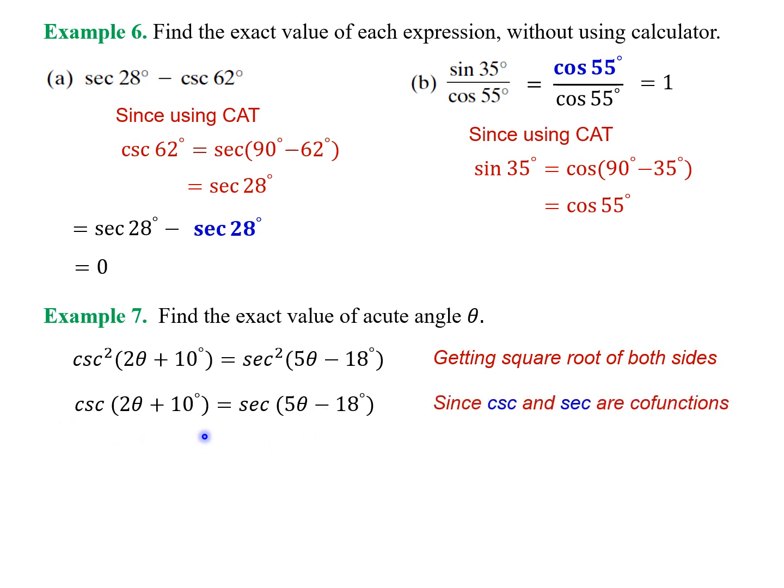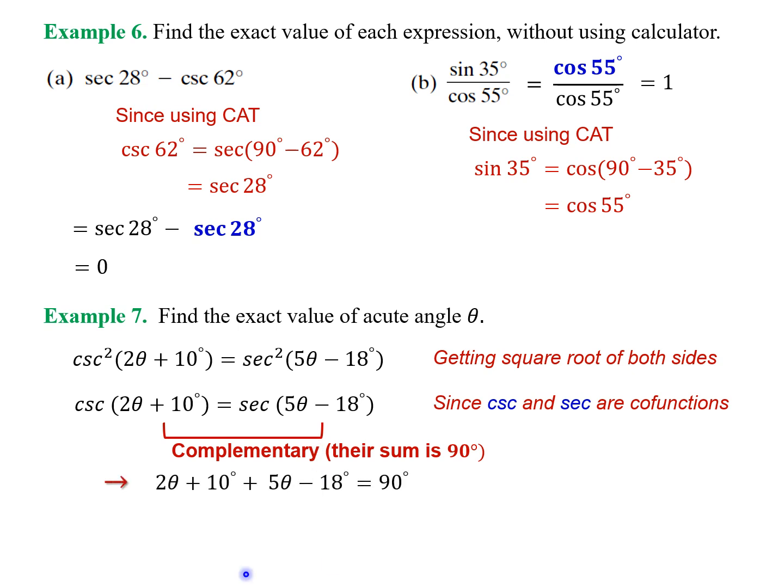Since cosecant and secant are cofunctions, using the CAT, if I add these two angles, that is equal to 90 degrees because these are complementary angles. So I will just take these angles, add them, and equate it to 90 degrees, and that will be my equation. If I'm solving for theta, I have to put the theta on the left side and no theta on the other side. So I will get 7 theta is equal to 98 degrees, because 2 theta plus 5 theta is 7 theta. Then 90 degrees minus 10 degrees and plus 18 degrees, you will get 98 degrees. Dividing both sides by 7, theta is equal to 14 degrees.